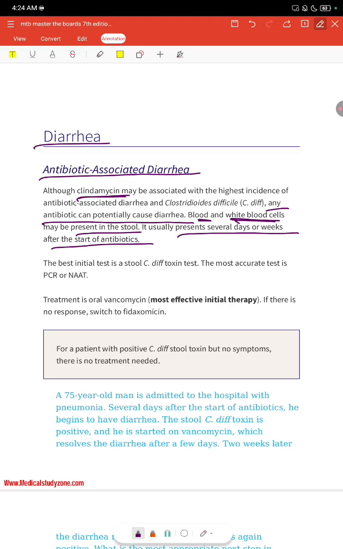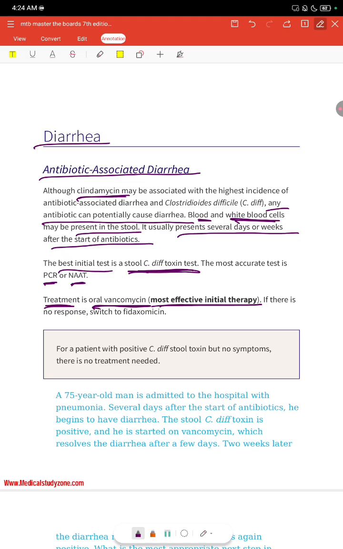The best initial test is a stool C. difficile toxin test. The most accurate test is PCR or NAAT. So best initial is going for the stool C. difficile toxin test, and the most accurate is PCR or NAAT. What is the treatment option? Treatment is oral vancomycin, most effective initial therapy.